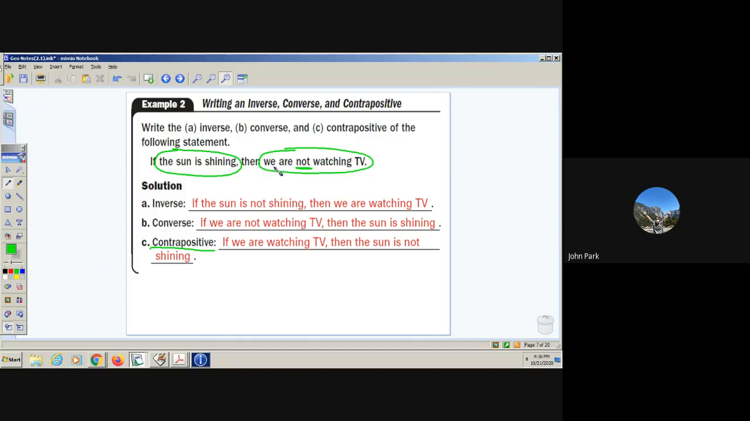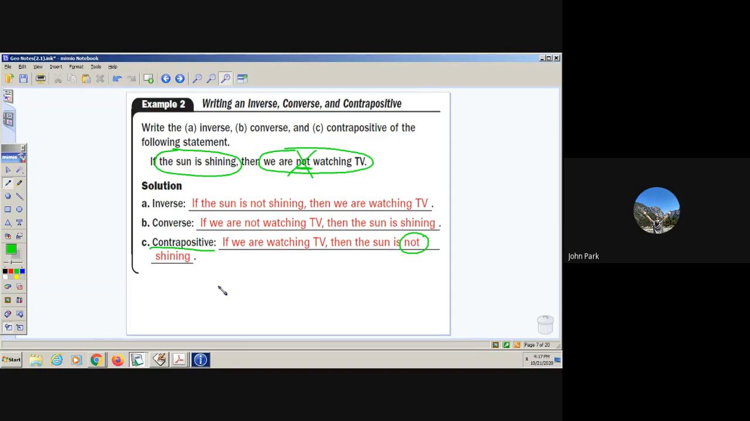So we're going to put if we are, but instead of not, we take that out. So if we are watching TV, then the sun is not shining. So we put a not if it's not there. If it's there, we take it out for the contrapositive, but we switch the two places. So contrapositive is doing both the converse and the inverse together at the same time. All right. So that's how you write a contrapositive.